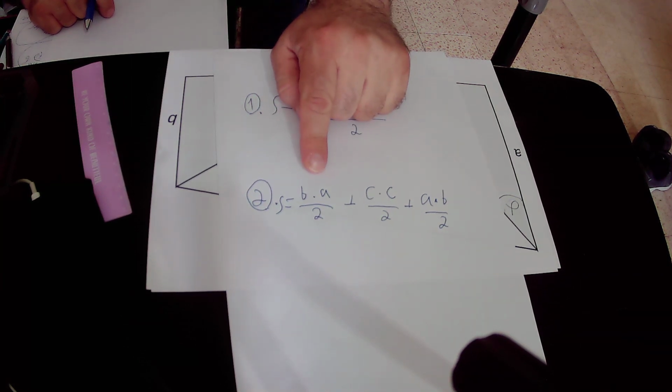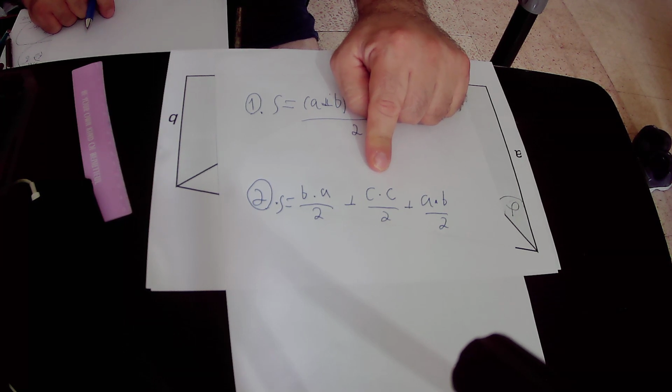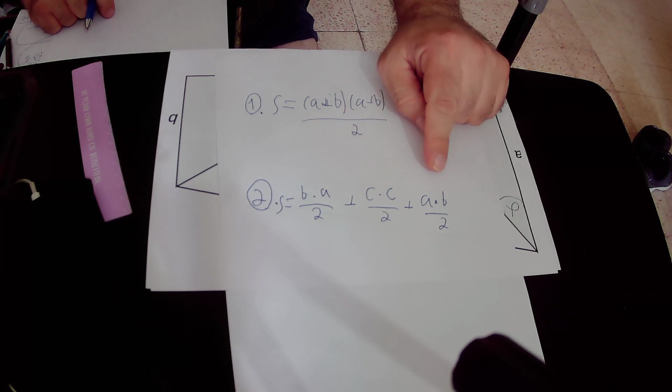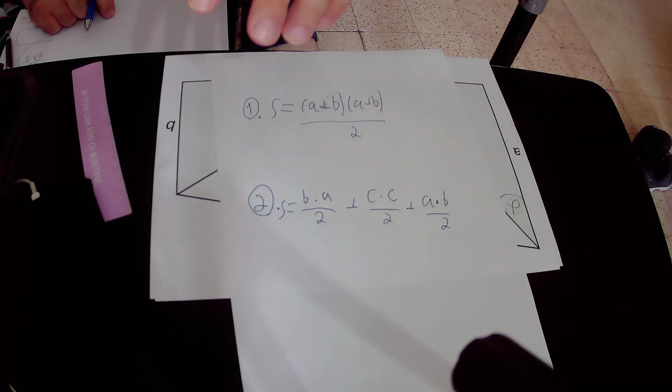is b times a divided by 2, that is the area of the right triangle, plus c times c divided by 2, it is the area of the middle triangle, and a times b divided by 2 is the area of the left triangle. So the sum of the areas of the three triangles is equal to the area of the trapeze. Okay?